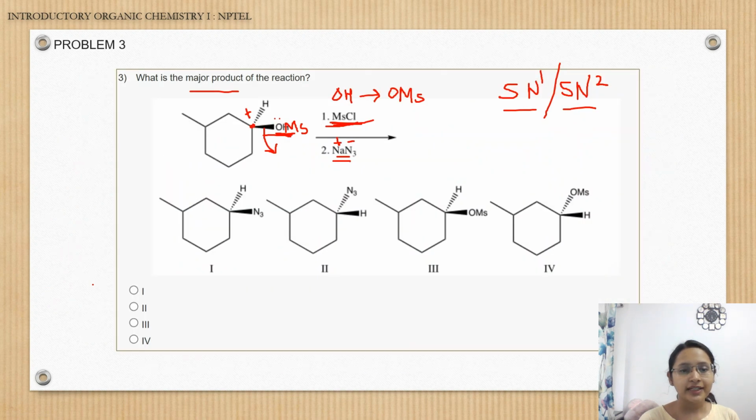So now tell me which will be the correct option. Yeah. So the second one will be the correct one, because here azide attack is taking place from below the plane, and now if the azide is below the plane, then hydrogen will attain an above-the-plane configuration. So that is why the second is the correct answer.